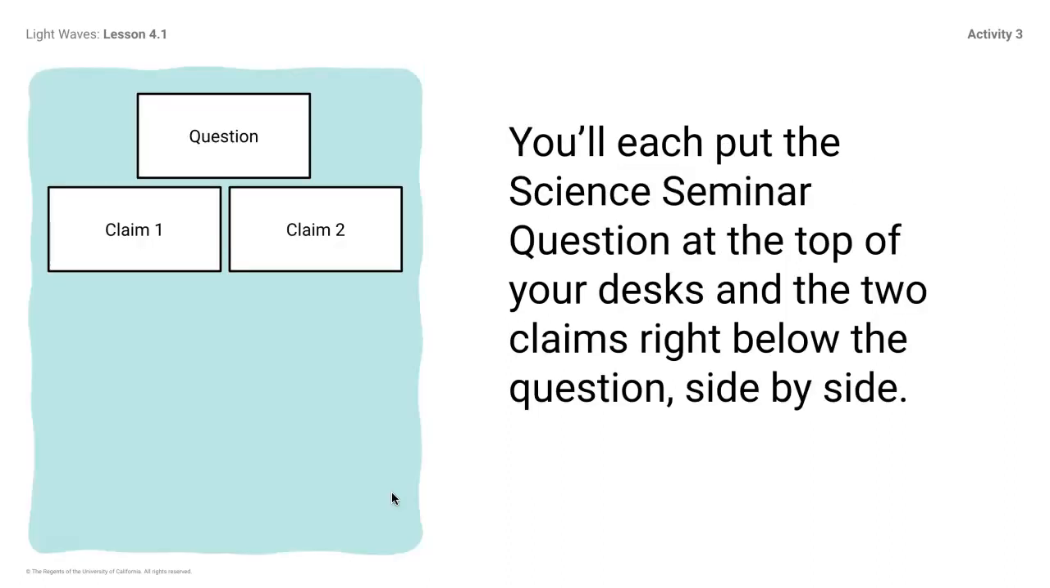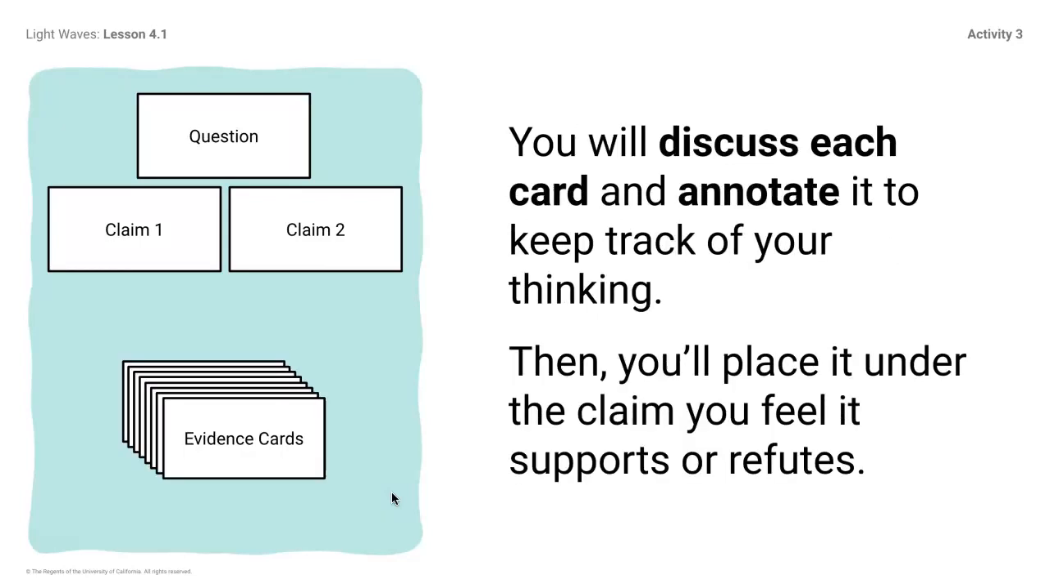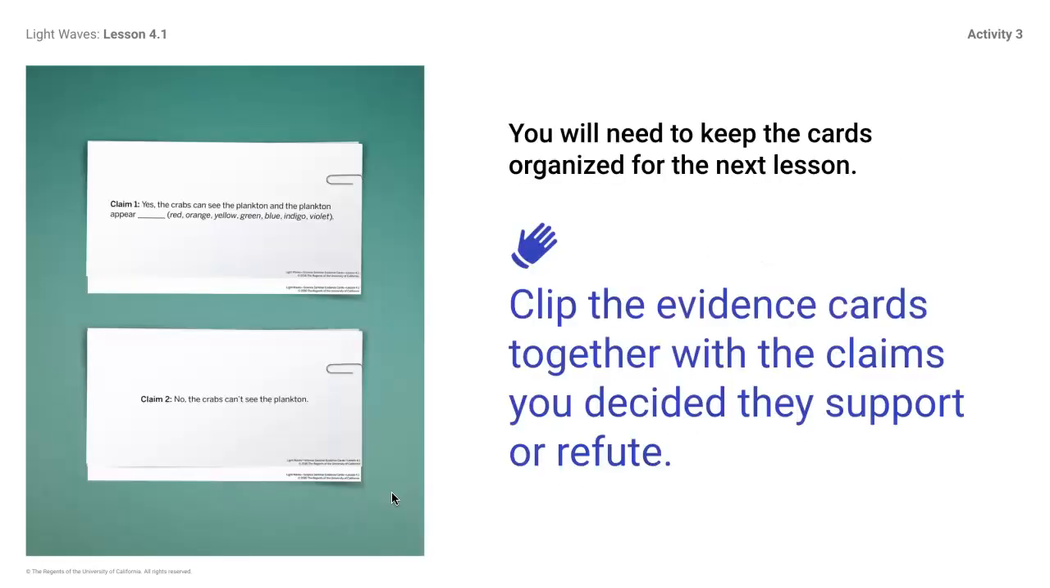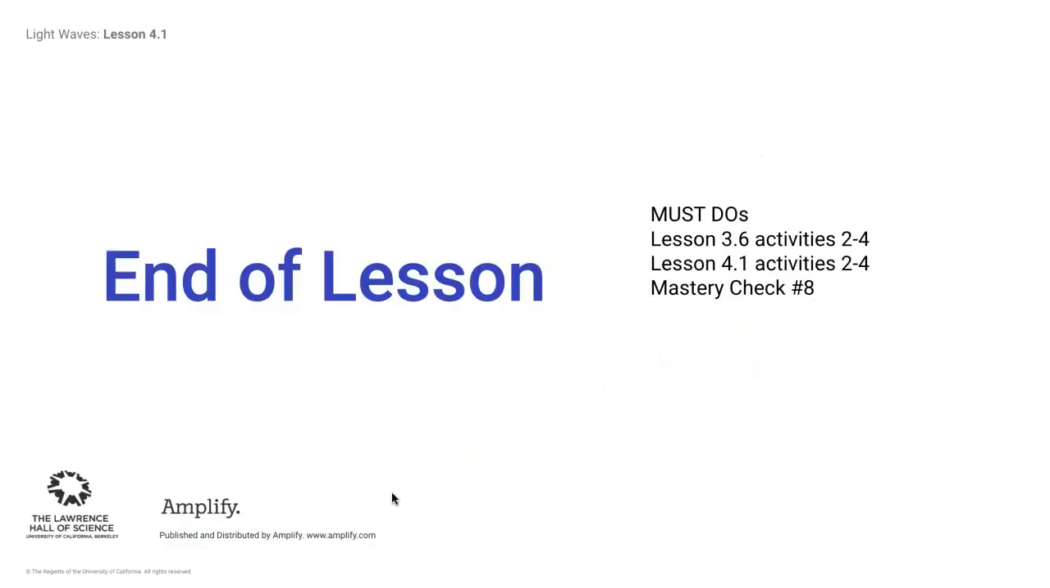And you'll each put the science seminar question at the top of your desk and the two claims right below the question side by side, either claim 1 or claim 2. You will discuss each card and annotate to keep track of your thinking, and then you'll place it under the claim you feel it supports or refutes. You will need to keep the cards organized for the next lesson, so please clip the evidence cards together when you are finished with them, with the claims you decide they support or refute.